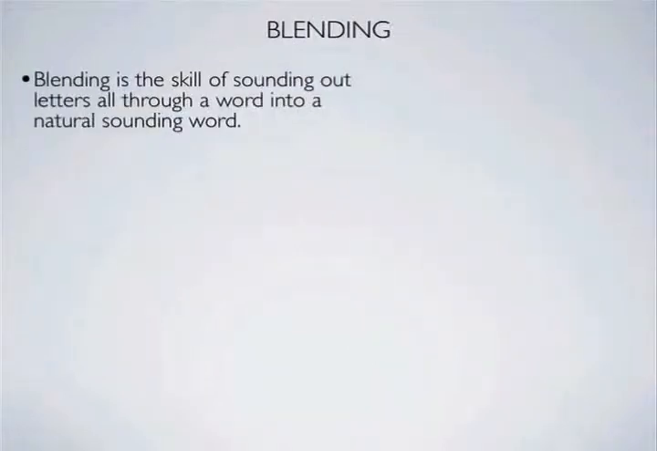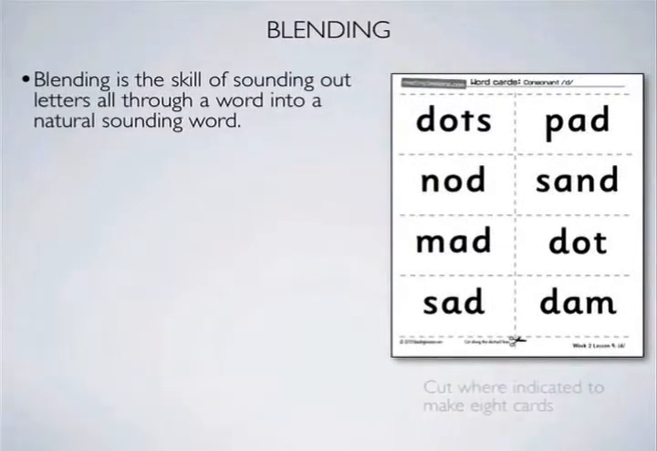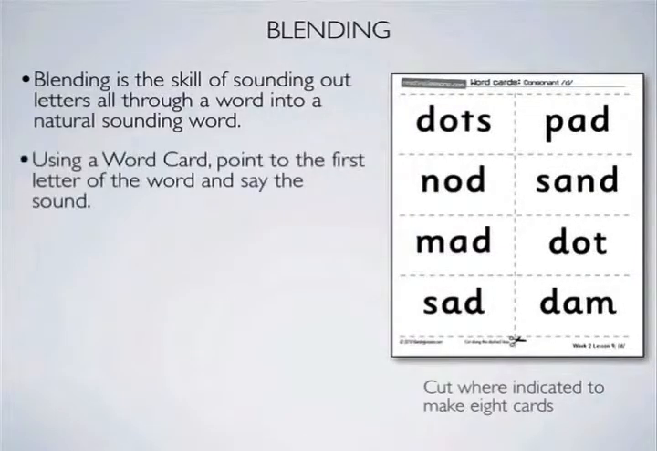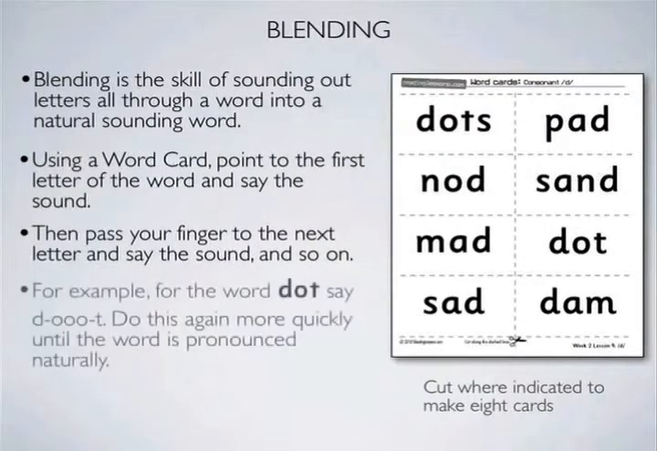Now we'll move on to blending. Blending is the skill of sounding out letters all through a word into a natural-sounding word. Using a word card, point to the first letter of the word and say the sound. Then pass your finger to the next letter and say the sound, and so on. For example, for the word dot, say d, o, t. Do this again more quickly until the word is pronounced naturally.